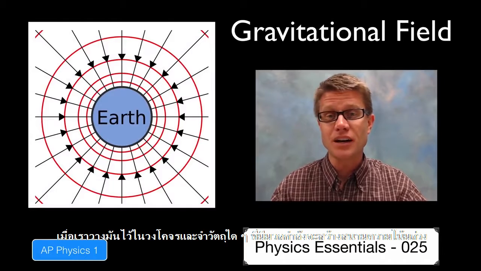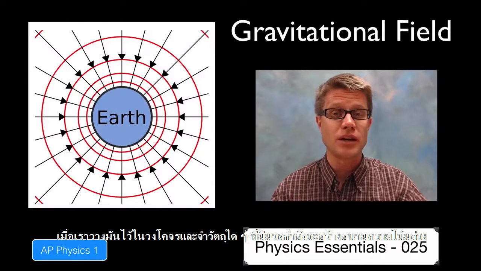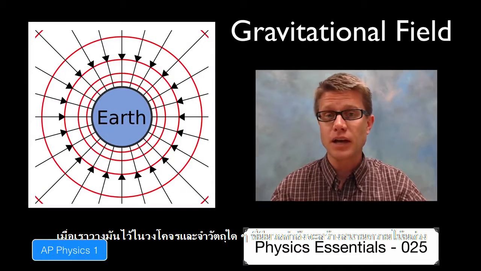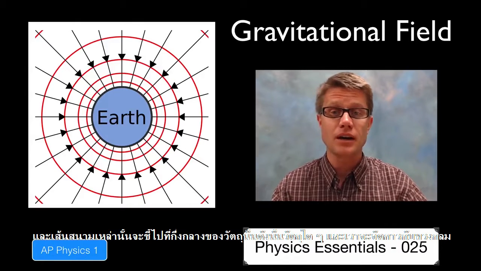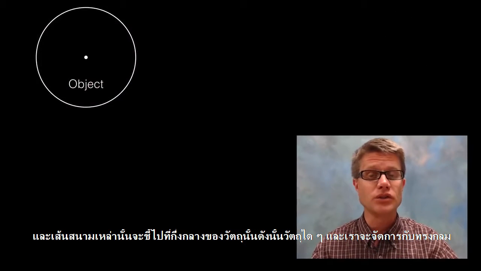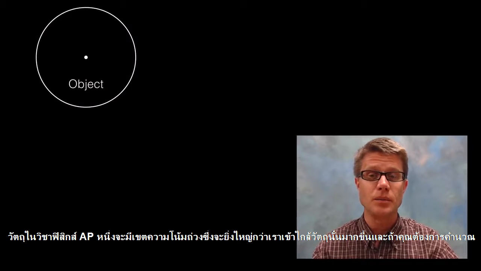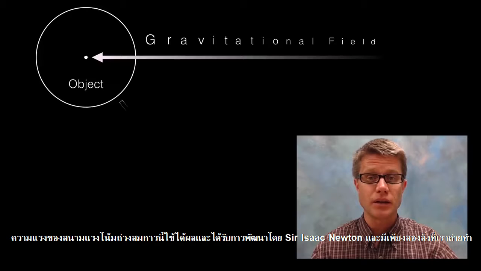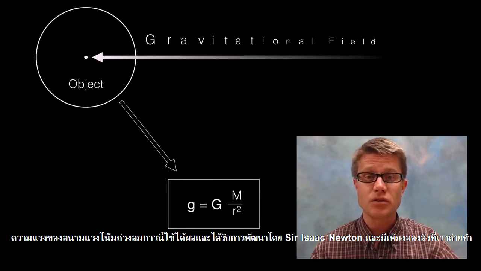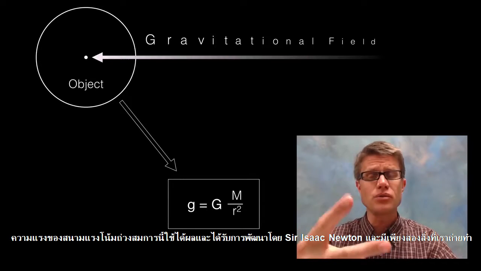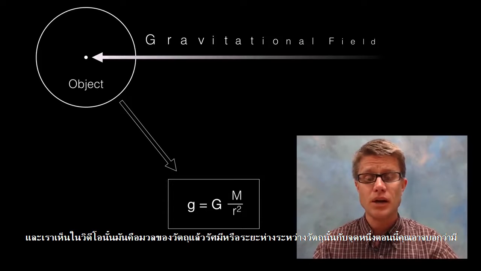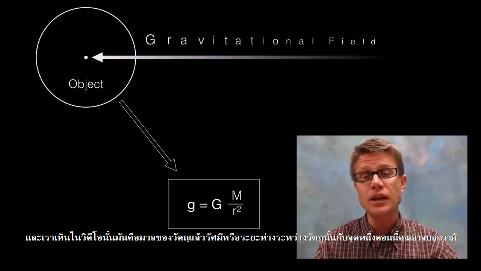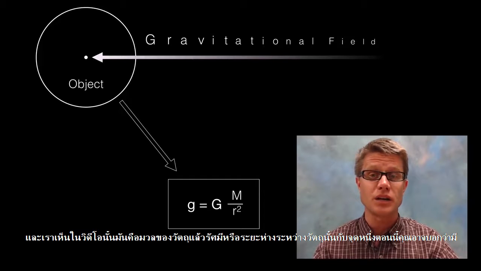And so remember, any object that has mass is going to generate a gravitational field. And those field lines are going to point to the center of that object. And so any object, and we'll just deal with spherical objects in AP Physics 1, is going to have a gravitational field that's going to become greater the closer we come to that object. And so if you want to calculate the gravitational field strength, this equation works. And it was developed by Sir Isaac Newton. And it really only has those two things that we saw in that video. It's the mass of the object and then the radius, or the distance between that object and a point.